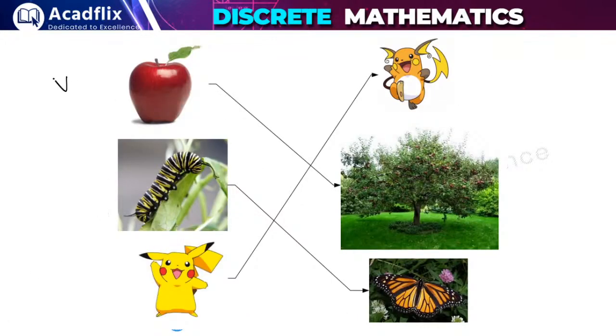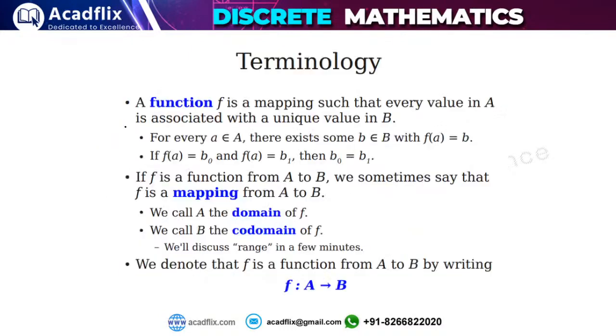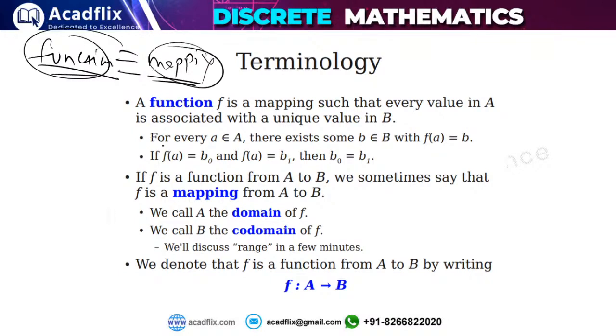We have seen all the basic concepts. For example, this is a function because this apple is related to exactly one element, this is related to exactly one element, and this is related to exactly one element. Now we can see the remaining concepts. We have seen that a function is also called a mapping. Mapping or function, both are the same thing. We have seen range, domain, codomain, everything.